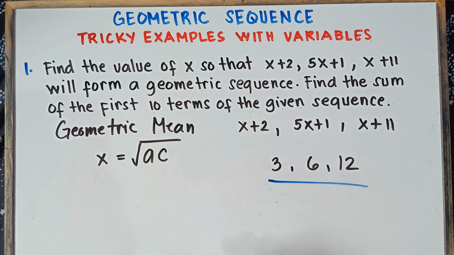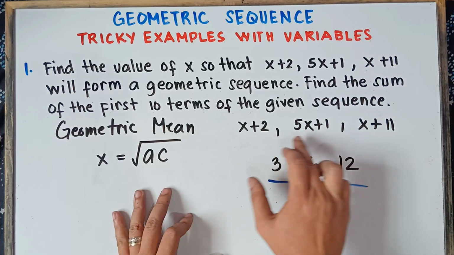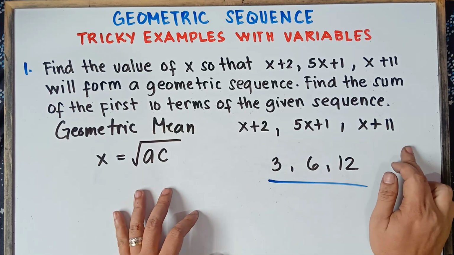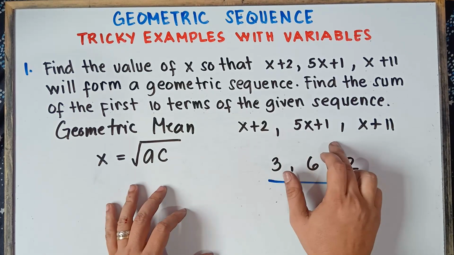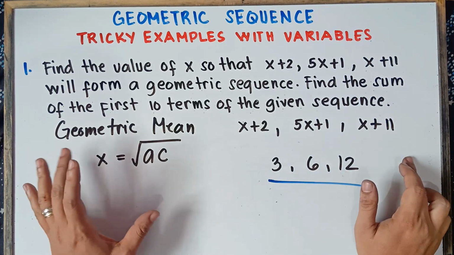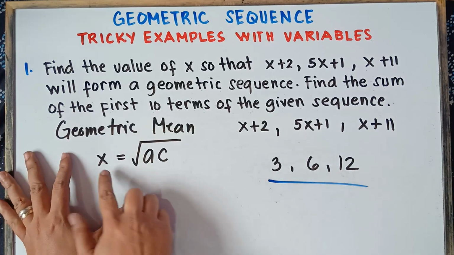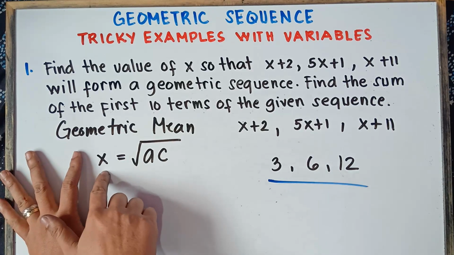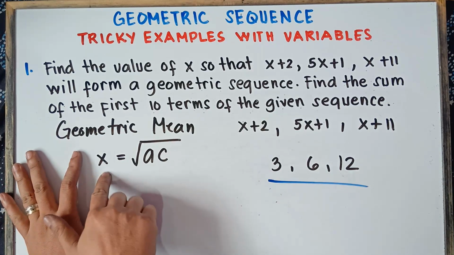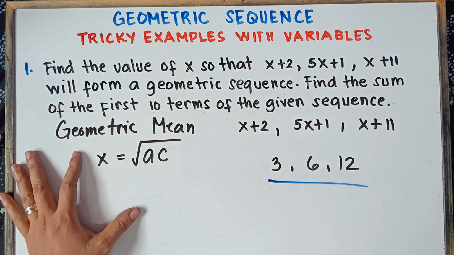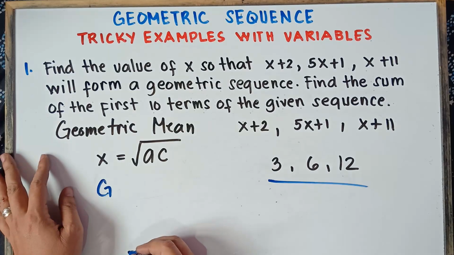Once again, class, to find the value of x, if you are given an example like this, you can find the value of x by applying the geometric mean formula. Once again, class, this x right here is what we call the geometric mean. You can put G, that's okay. Geometric mean, that's okay, class.